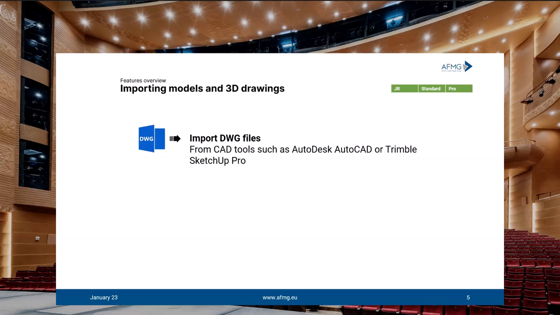When we start with Ease, we can import models in 3D drawings. We can import DWG files from CAD tools such as Autodesk AutoCAD or Trimble SketchUp Pro. We don't bring in SketchUp files, but you would convert the SketchUp file to an AutoCAD drawing file, and then you can import that directly.